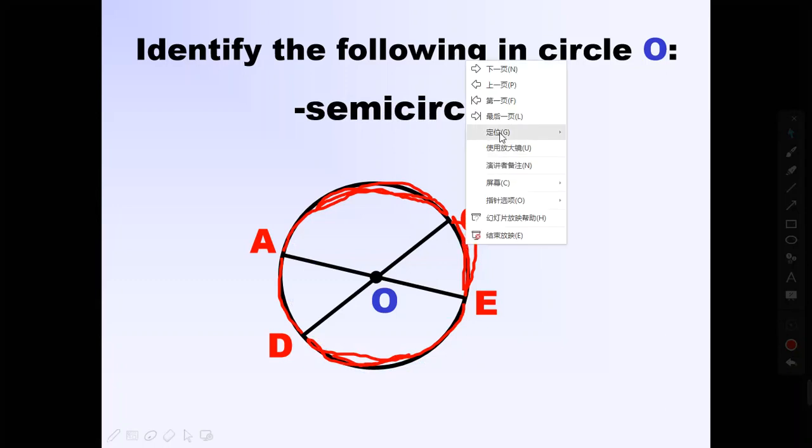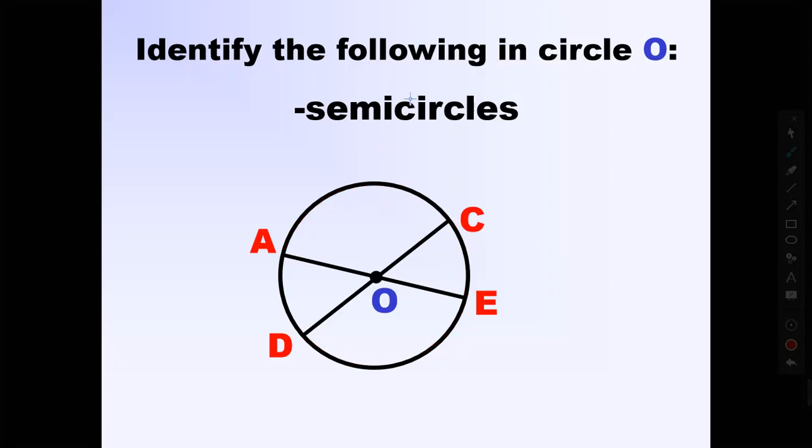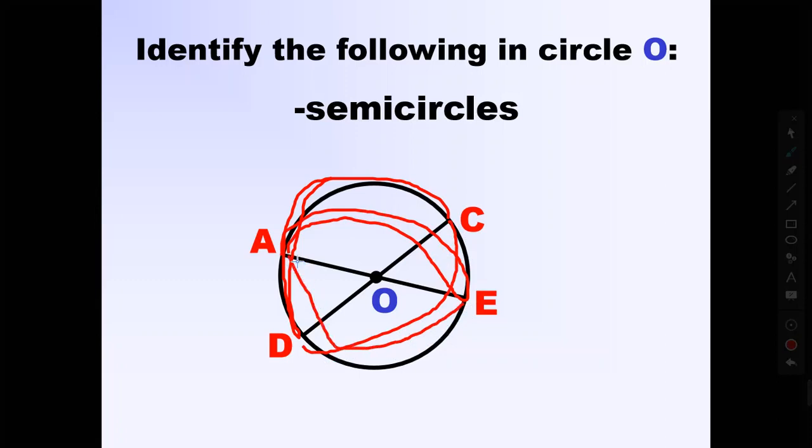Okay, let's see a different one. Identify all the semicircles. A semicircle means it's half of the circle. So we can tell here that CD is half of the circle because they form a straight line. So this is a semicircle. Again, similarly, arc AE is half of the circle. Similarly, CD and EA.